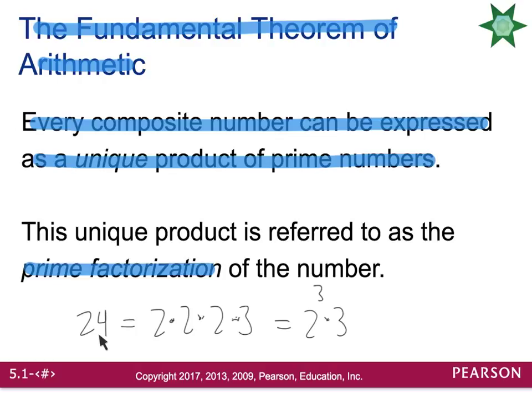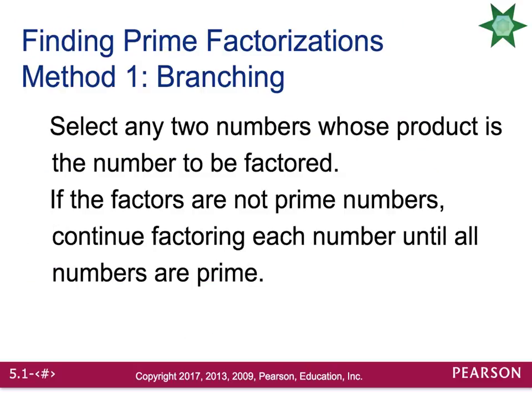So, for example, 24 is 2 times 2 times 2 times 3, or 2 cubed times 3. Remember, the exponent means we're multiplying 2 three times. So 2 times 2 times 2 times 3 is the prime factorization of 24. We don't use the 1 in this case.